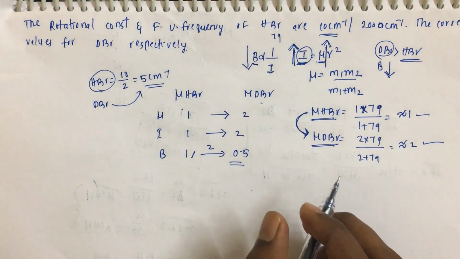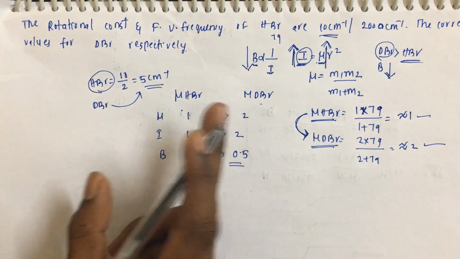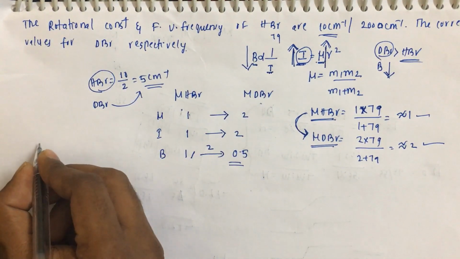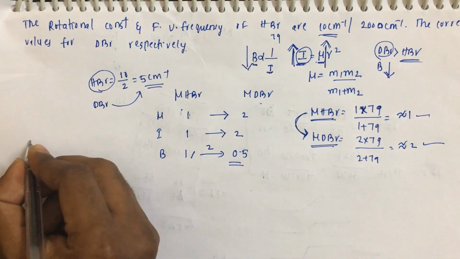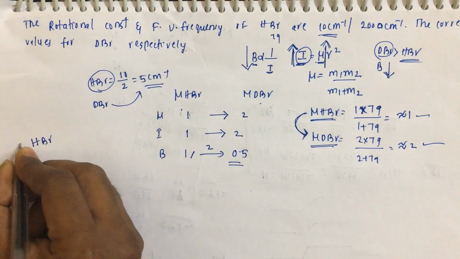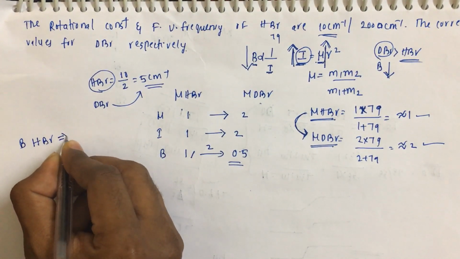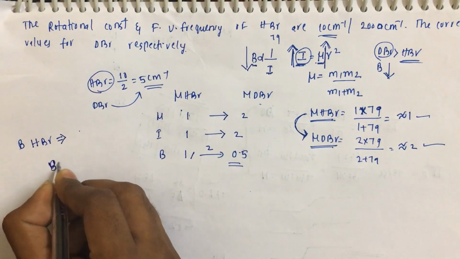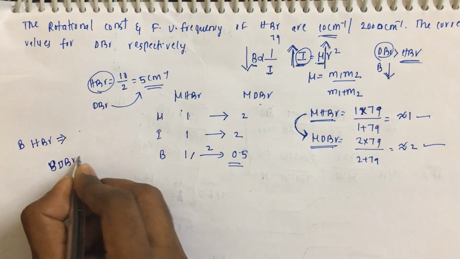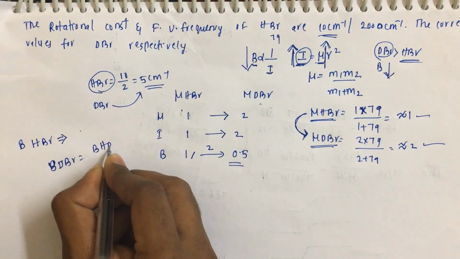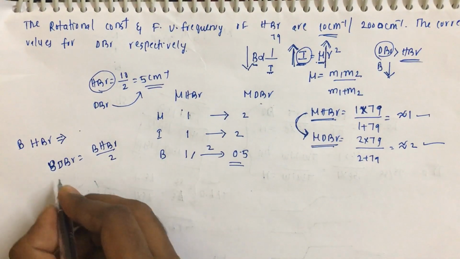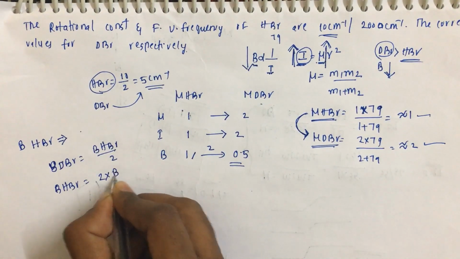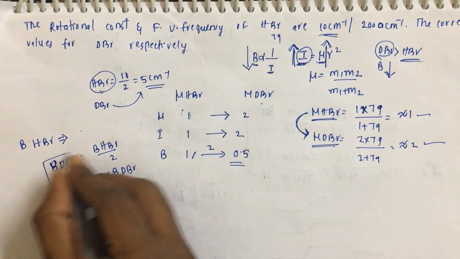So this is about the DBr rotational constant. Imagine they have given the HBr rotational constant, and if you want to identify it for DBr, the principle will be B DBr equals B HBr by 2. And if you want B HBr, this will be 2 into B DBr. Okay, so this is for the rotational constant.